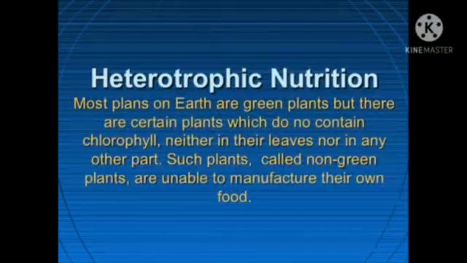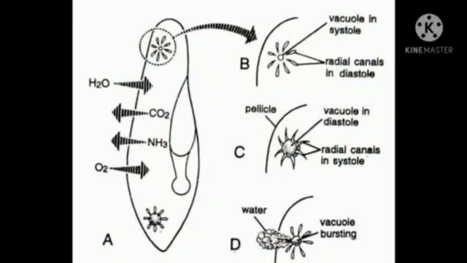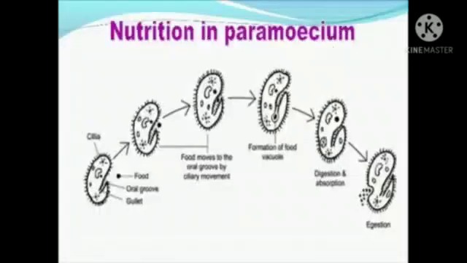What are they? We already know that Paramecium is a single cellular organism, isn't it? And its whole body is covered with hair-like structures which are known as cilia, and it contains an oral cavity. Then what about the shape? Here this Paramecium has a particular shape. What is that shape? Slipper shape.